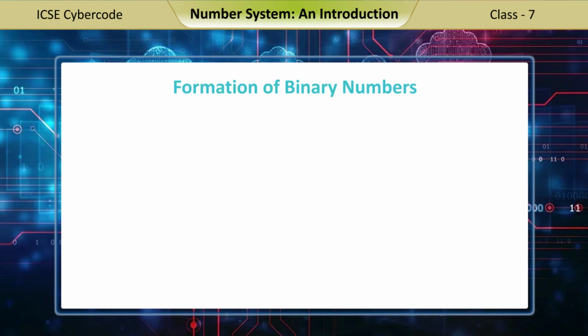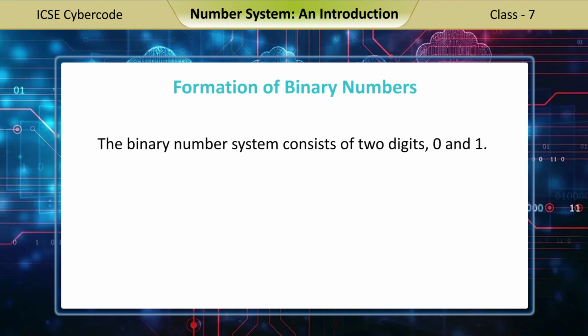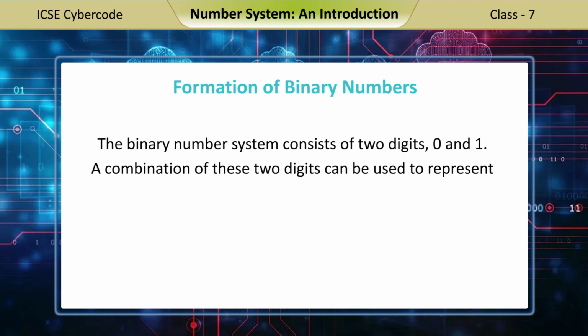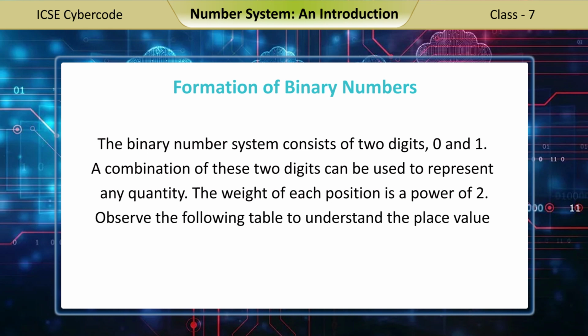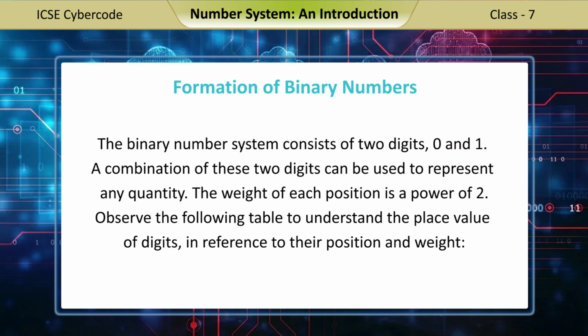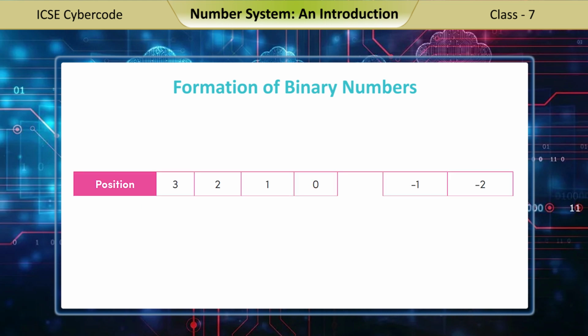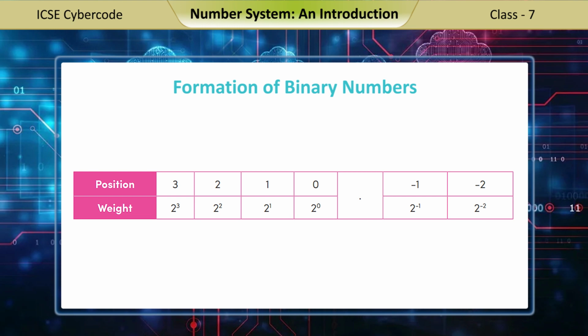Formation of binary numbers. The binary number system consists of 2 digits, 0 and 1. A combination of these 2 digits can be used to represent any quantity. The weight of each position is a power of 2. Observe the following table to understand the place value of digits in reference to their position and weight. Position 3, 2, 1, 0, -1, -2. Weight: 2 to the power of 3, 2 to the power of 2, 2 to the power of 1, 2 to the power of 0, 2 to the power of -1, 2 to the power of -2.